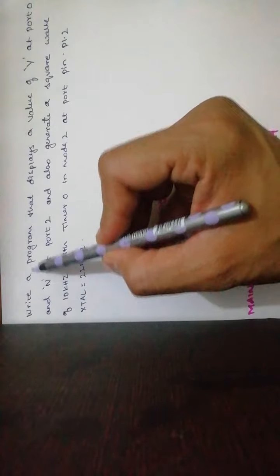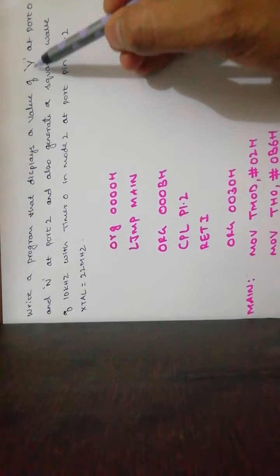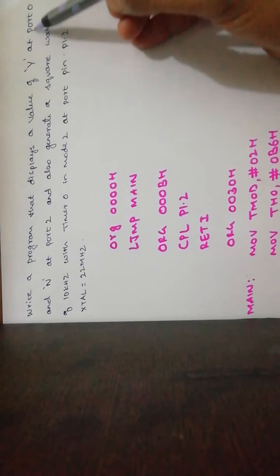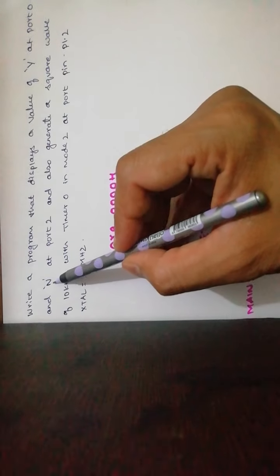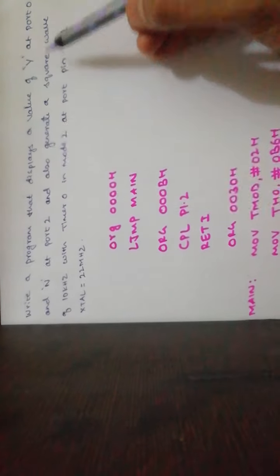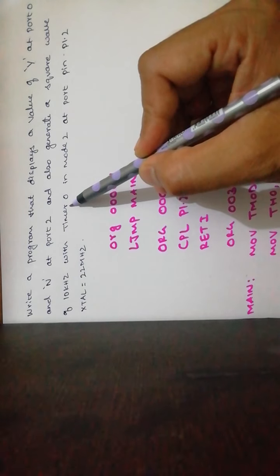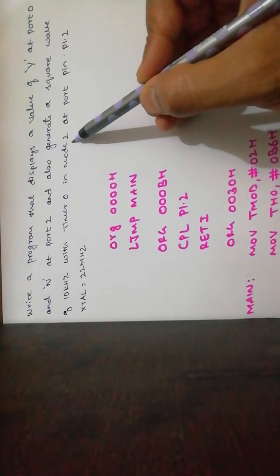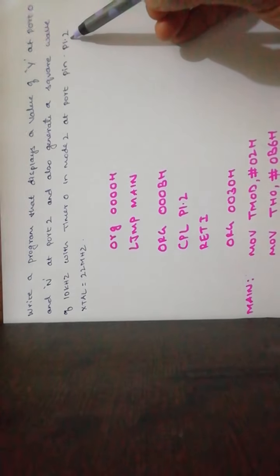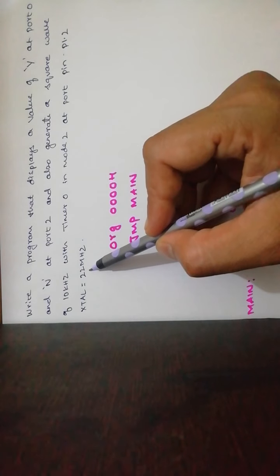Now we will see one program. Write a program that displays a value of Y at port 0 and N at port 2 and also generates a square wave of frequency 10 kHz with timer 0 in mode 2 at port pin P1.2, with an external frequency of 22 megahertz.